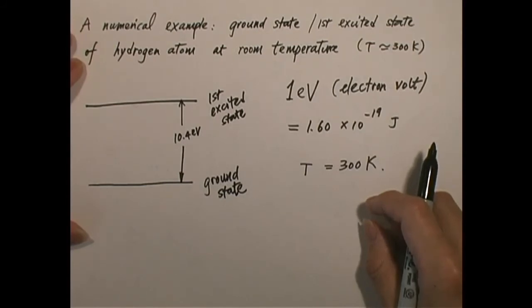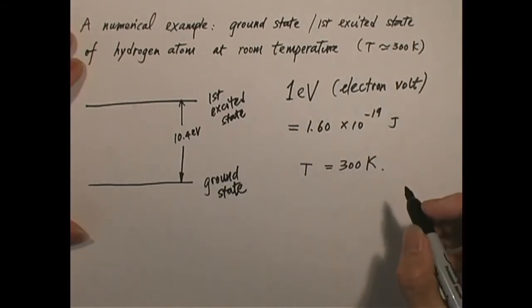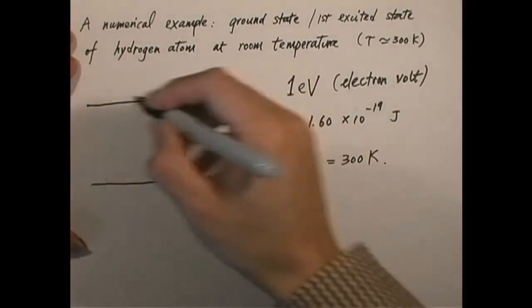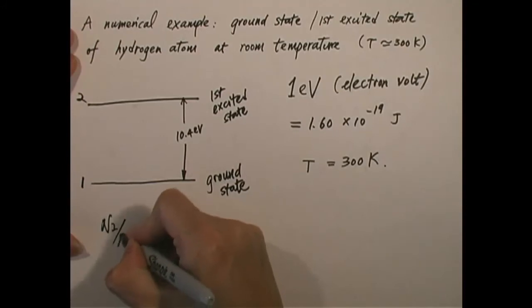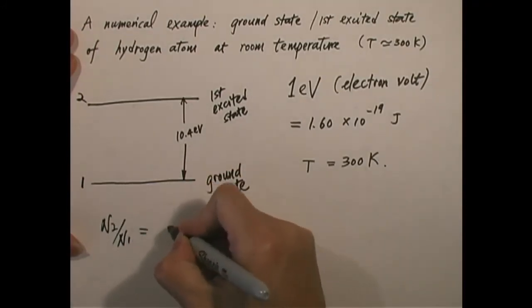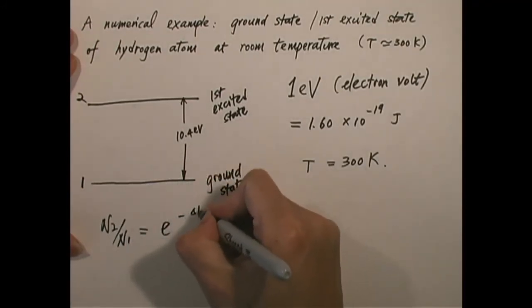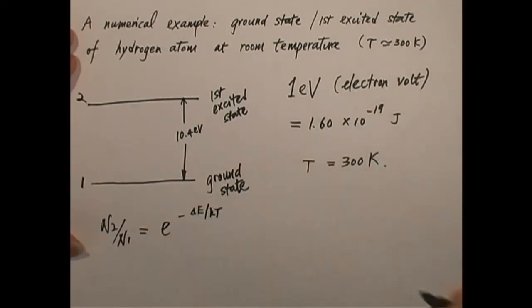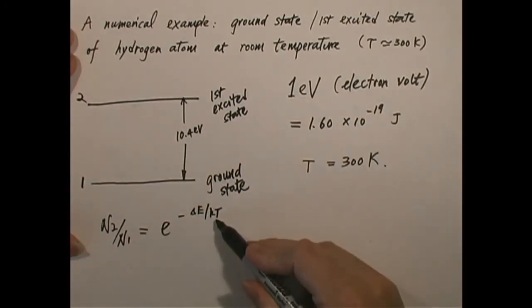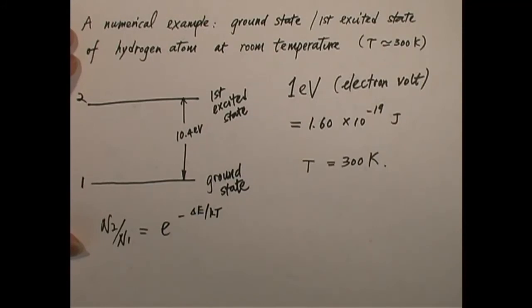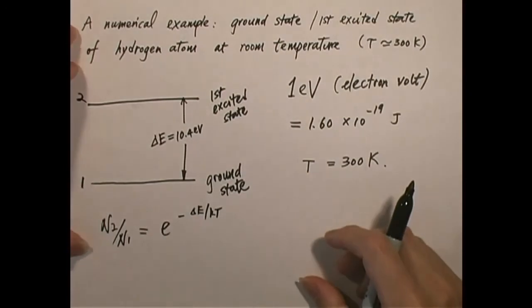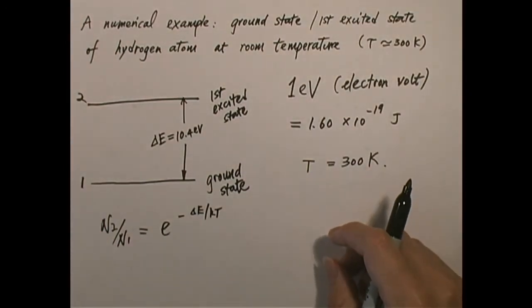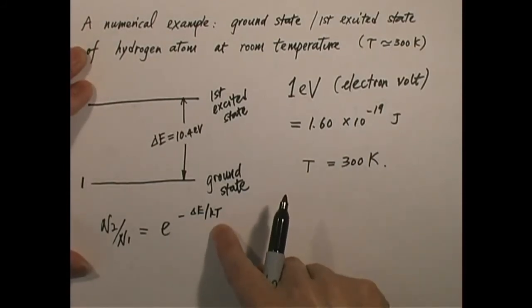Well, that depends on this Boltzmann factor, right? This is state 2, this is state 1. We know that N2 over N1 equals e to the negative delta E over kT. Right? And this k is the Boltzmann constant, T is 300 Kelvin. Delta E is 10.4 eV. So what we need to do is to figure out this ratio, delta E over kT.